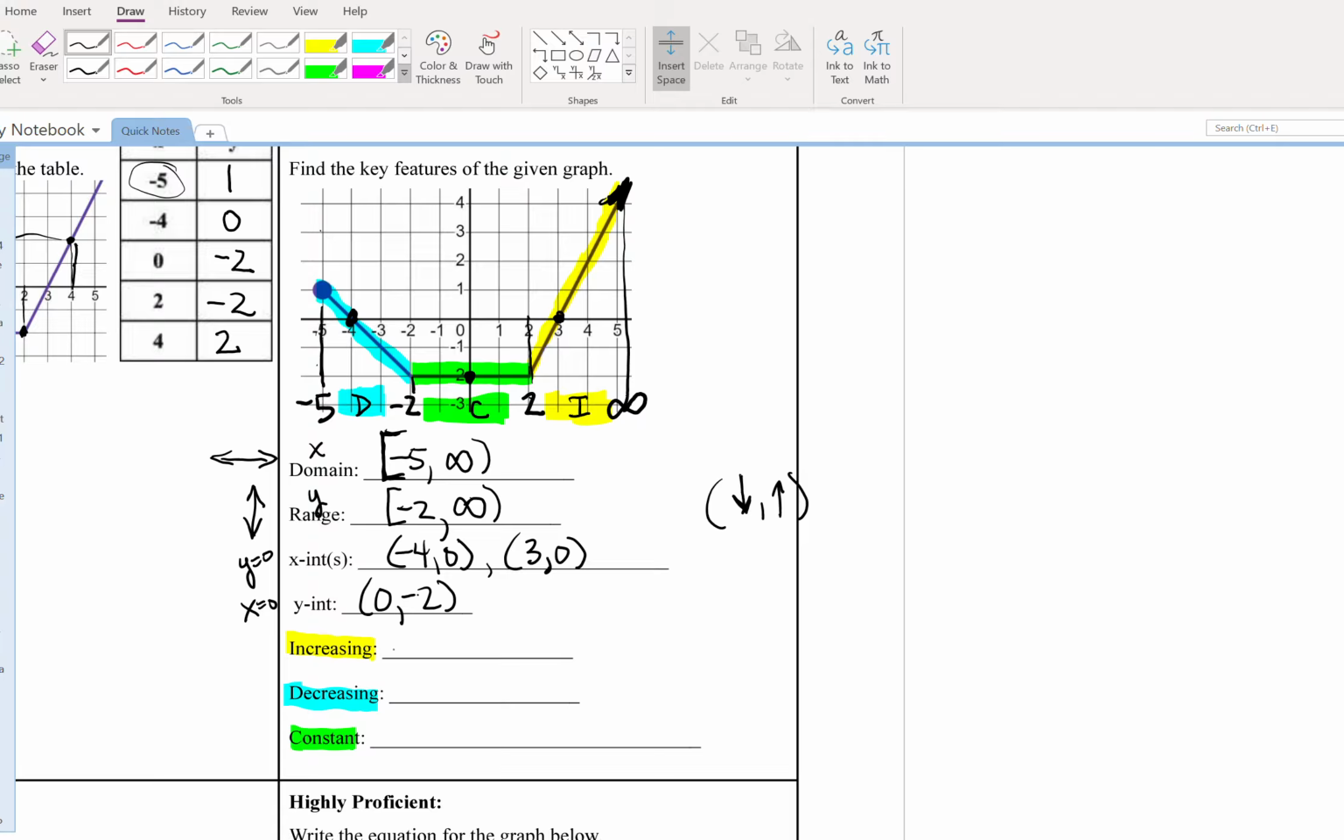And so it is increasing between 2 and infinity. So I'm going to write between 2 and infinity, and you just read it right off of the graph if you've done this correctly. Decreasing between -5 and -2. So between -5 and -2. And then it's constant between -2 and +2. Constant, -2 on the left, +2 on the right. And that's where this thing does not either go up, doesn't go down. It's just a constant -2.